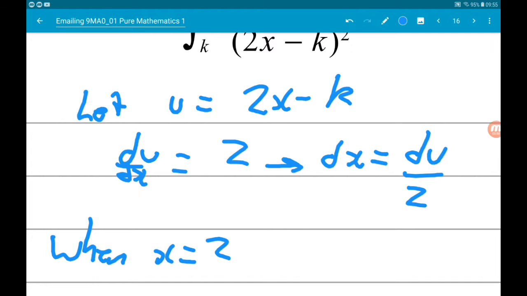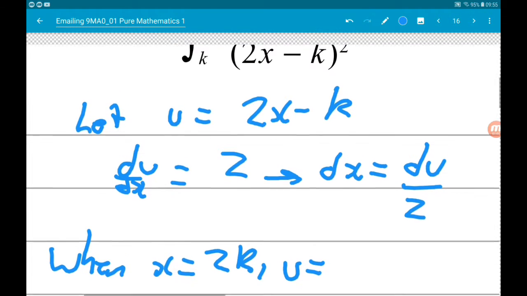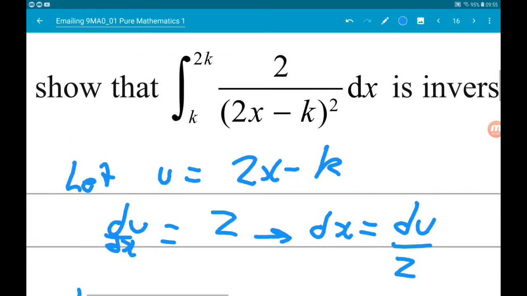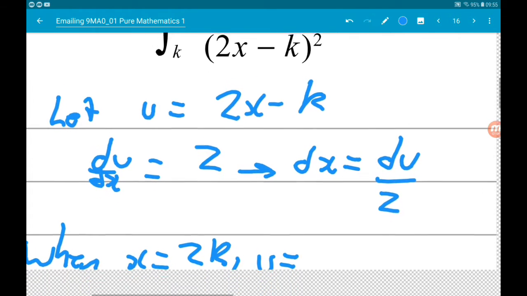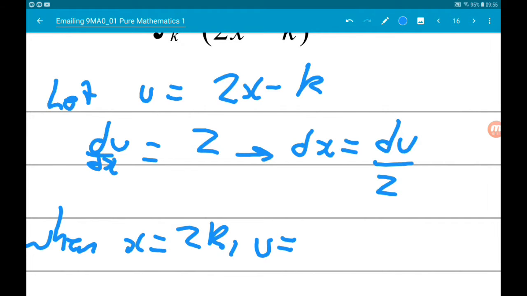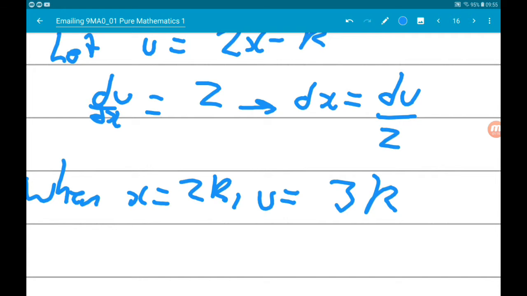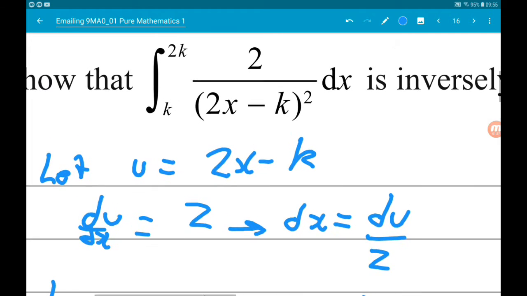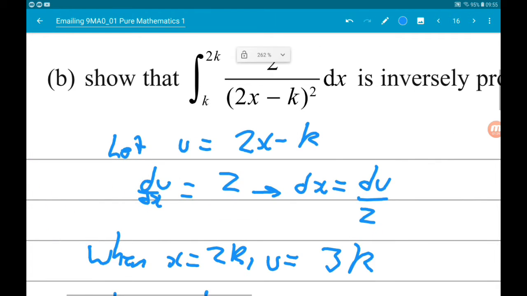Change the limits, so when x is 2k, u is 4k minus k, which is 3k, and when x is k, u is 2k minus k, which is just k.